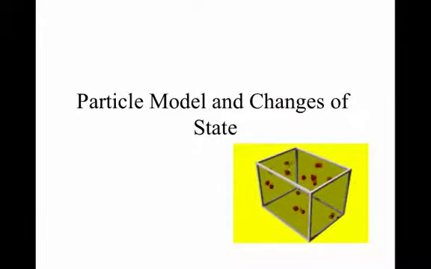Hi there. Let's deal with the particle model and how particles behave in solids, liquids, and gases, and then look at what happens when we apply heat energy to substances to get them to change from one thing to another. This little box is showing you that particles are on the move, whether it's a solid, liquid, or gas. And we should be able to understand, even though we can't see these particles, how they behave.